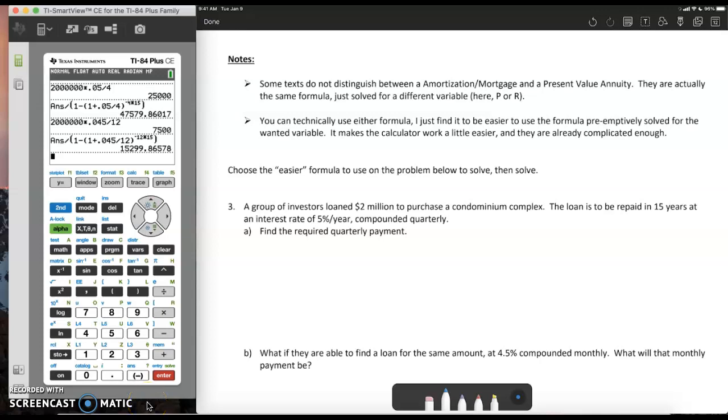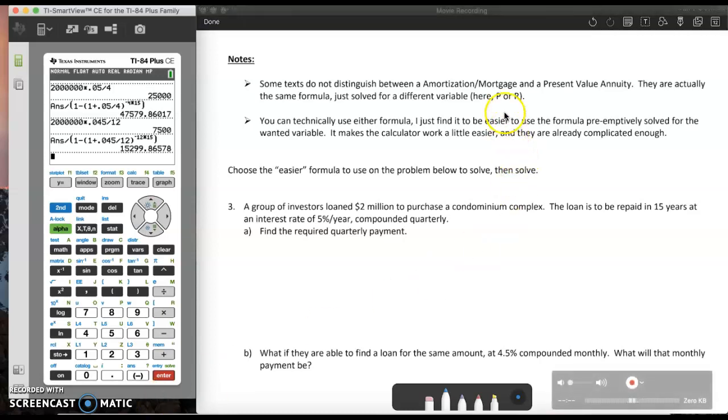Okay, so my notes for this section are the same as some of my notes from the prior sections, which is that some texts or websites that you use will not distinguish between the amortization or mortgage version of these formulas and the present value annuity formula, since they are actually the same formula, just solved for either P or big R. So I don't care which formula you use overall, as long as you pick an appropriate formula and you solve correctly.